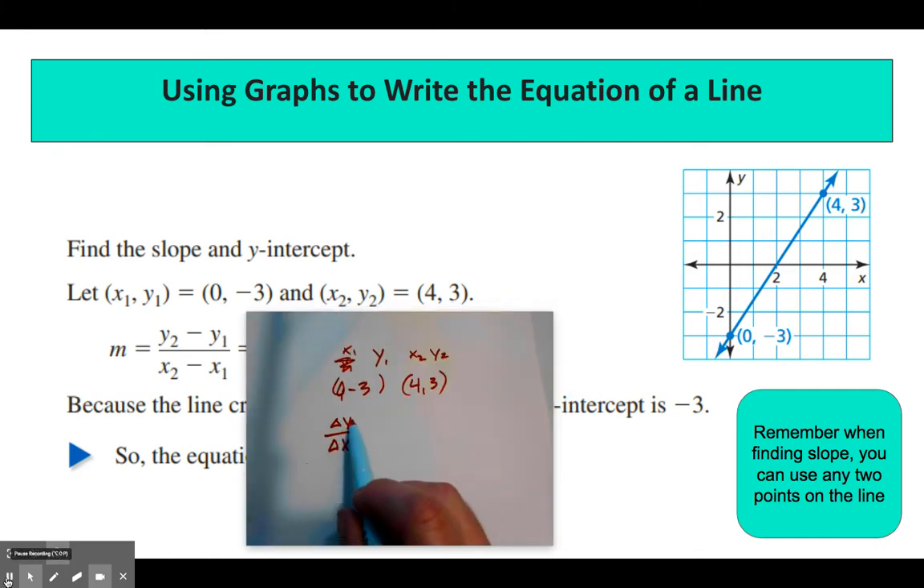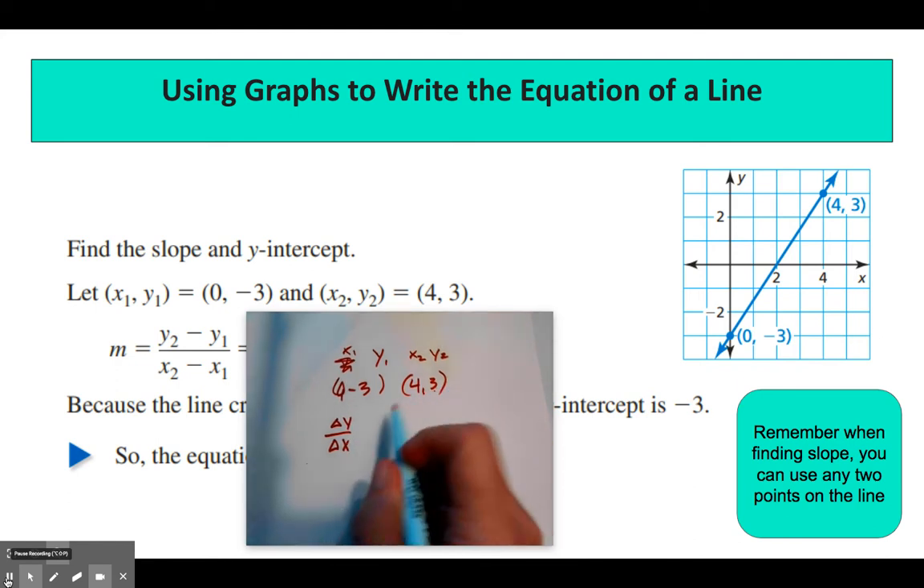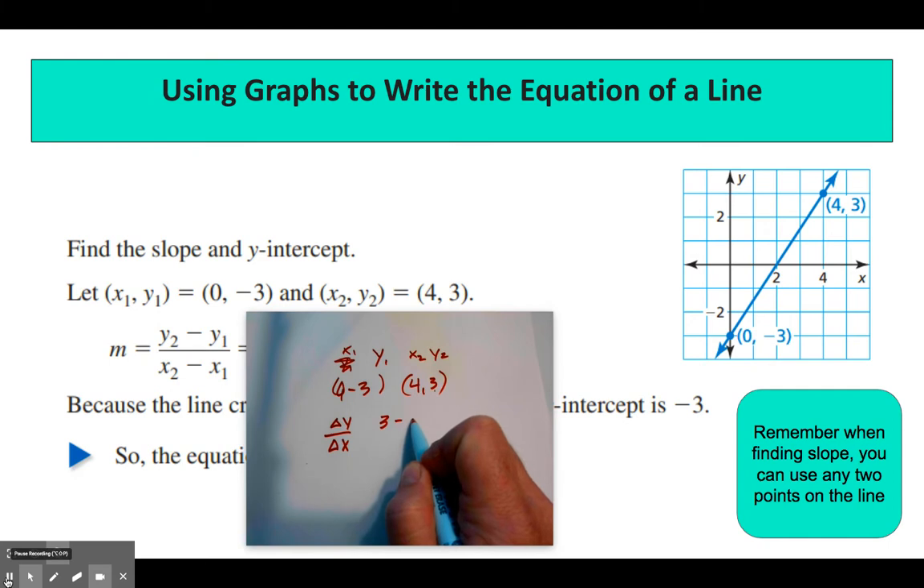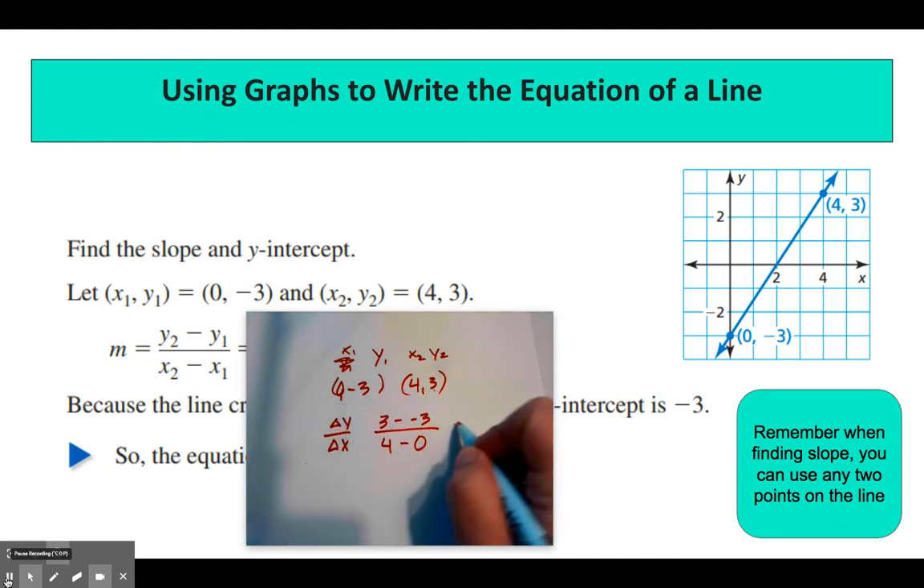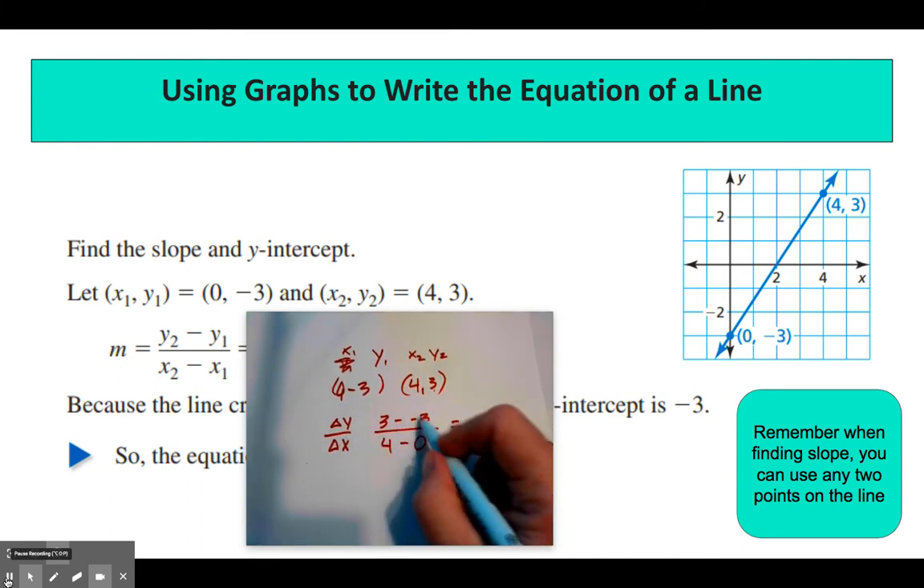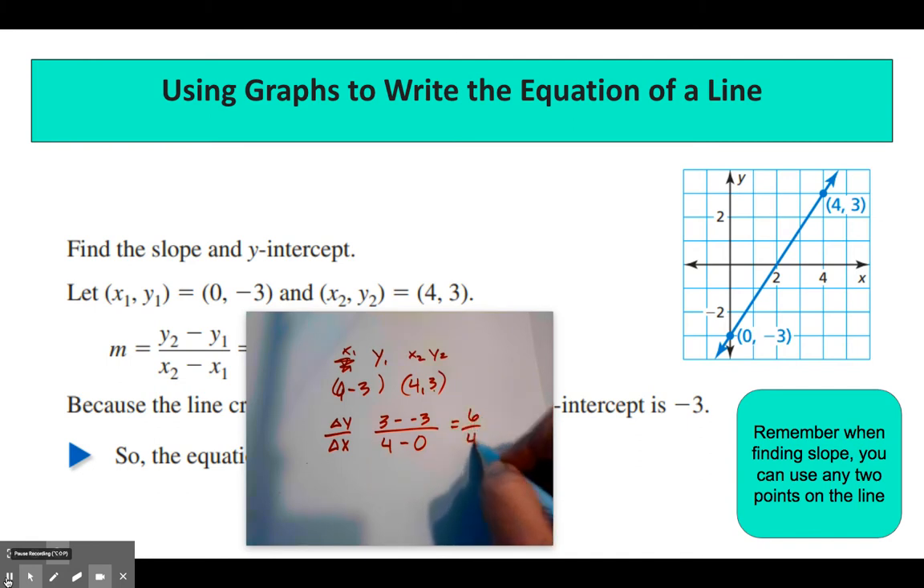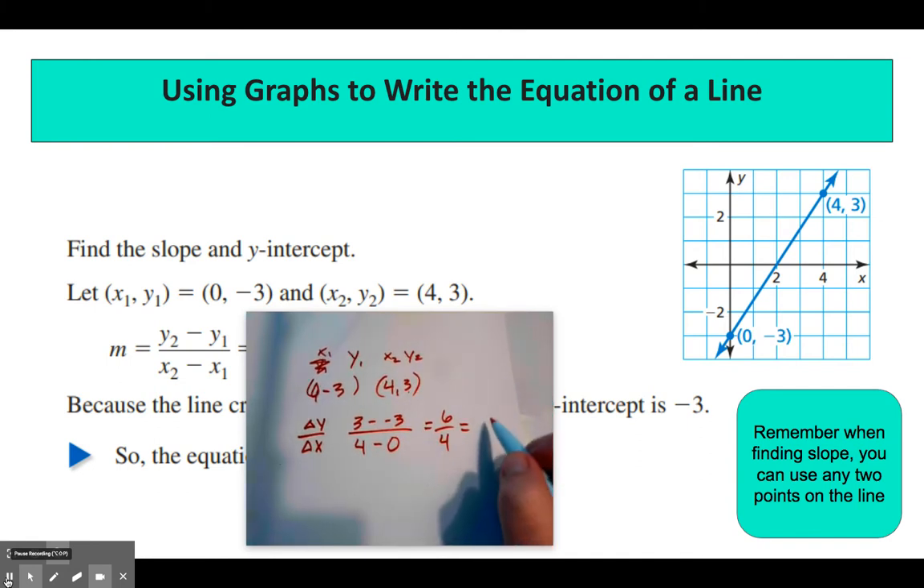So you'll remember slope is change in y over change in x. So let's take our second y and go 3 minus a negative 3, that's our y1, over x2 is 4 minus 0. So that's going to be, the two negatives cancel out, that will be 6 over 4, which we can reduce down to simplest form of 3 over 2.